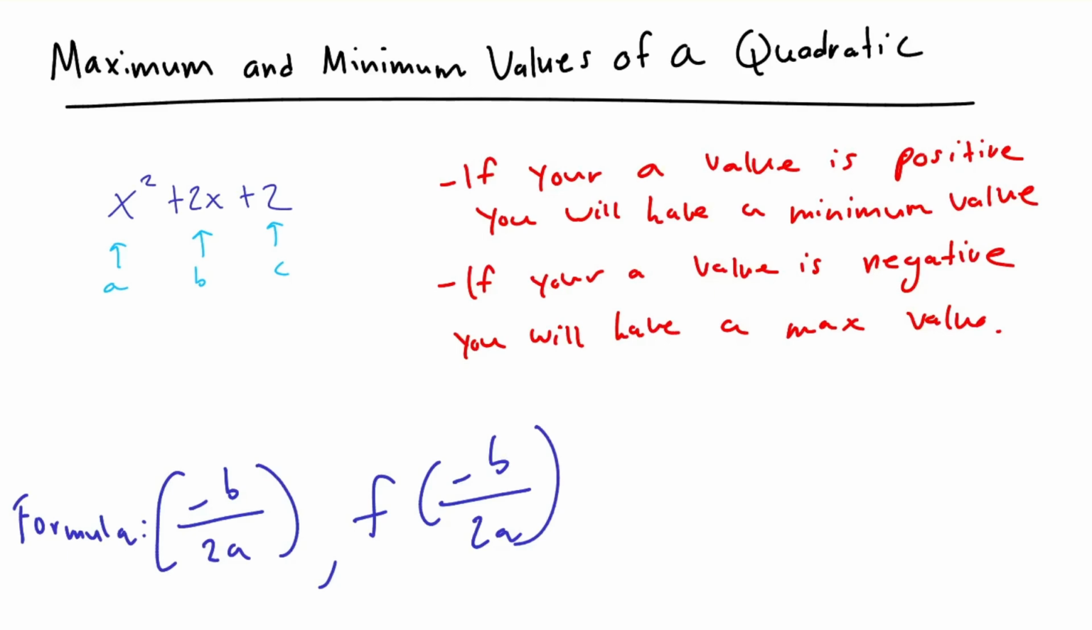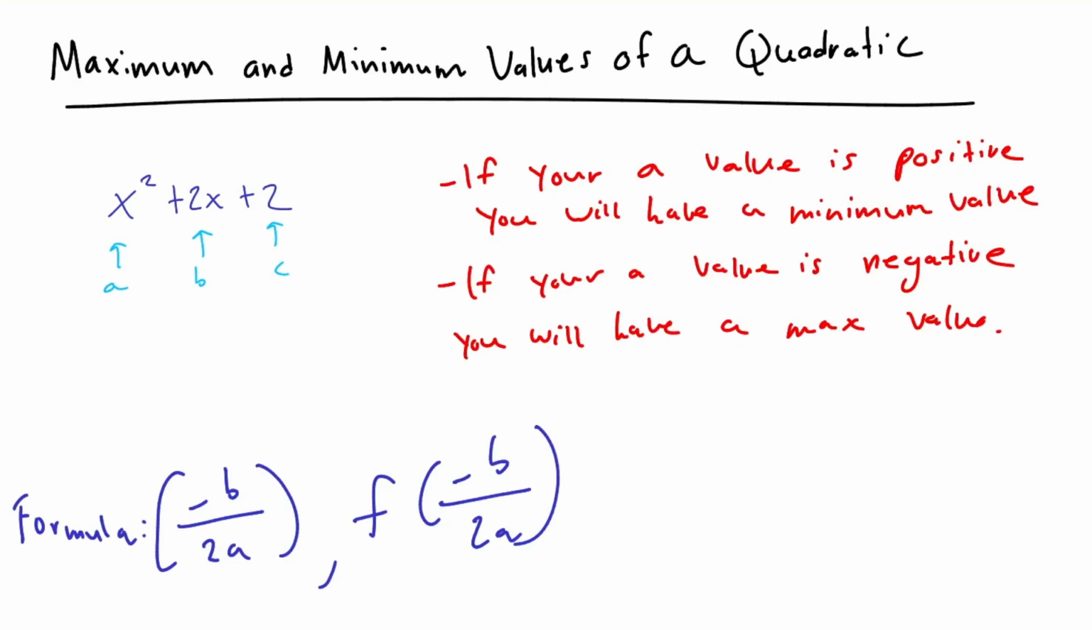That's a quadratic. Your first skill is to identify what's a, what's b, and what's c. You should be able to do that. Now, these are some rules. If your a value is positive, something like 2x, 3x, 4x, even 1.5x squared, you will have a minimum value, because your graph is going to look like this. So you're going to have a minimum value over there.